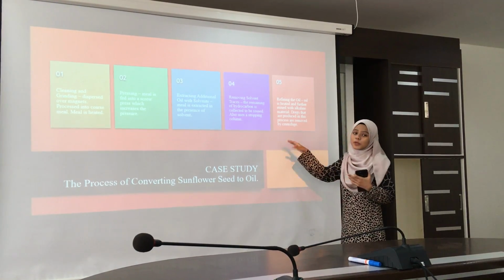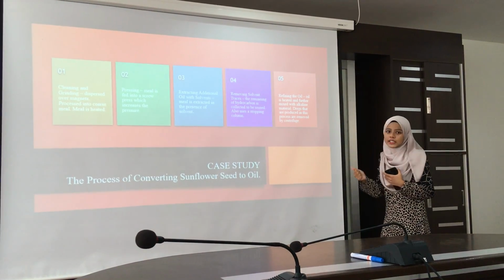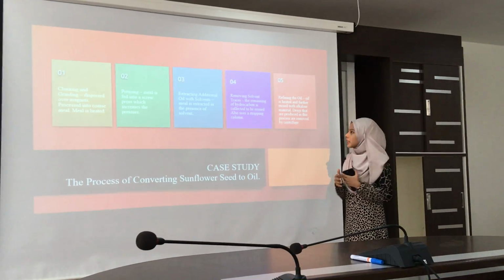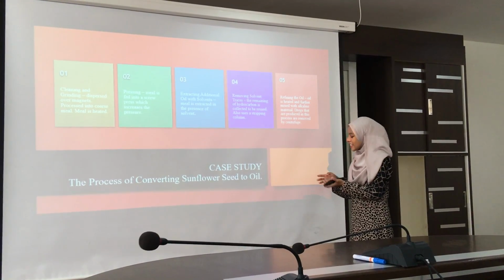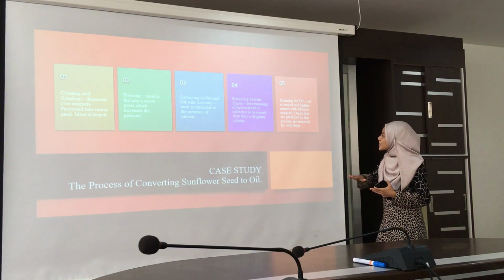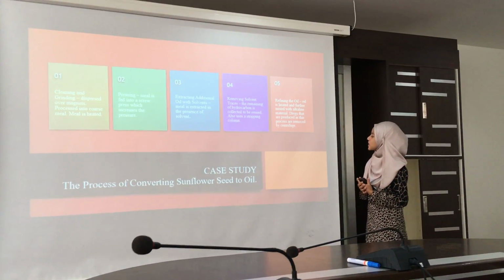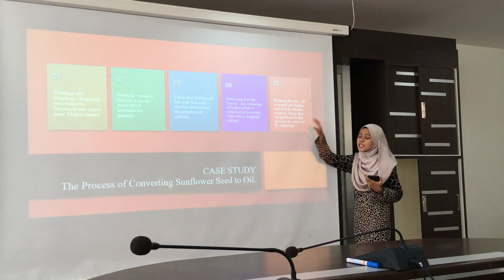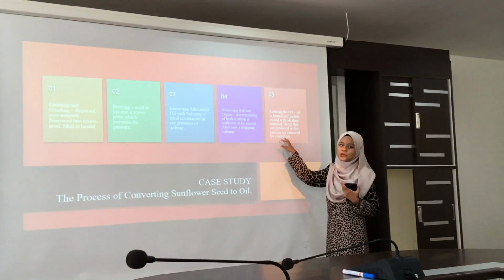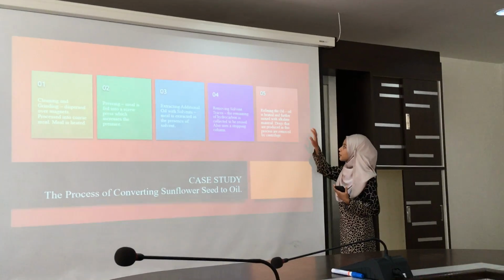Why do we refine the oil? Because we want to get rid of the odor, the unpleasant bitterness, and the color. So the oil is heated and further mixed with alkaline material. Gums that are produced in this process are removed by centrifuge. This is called the degumming process, which is the first process to refine the oil.